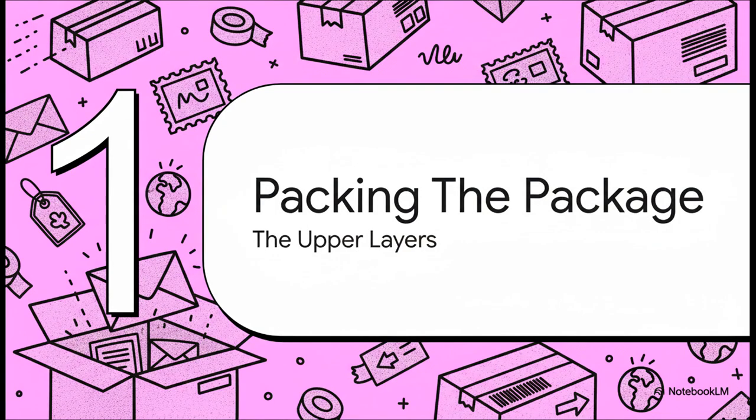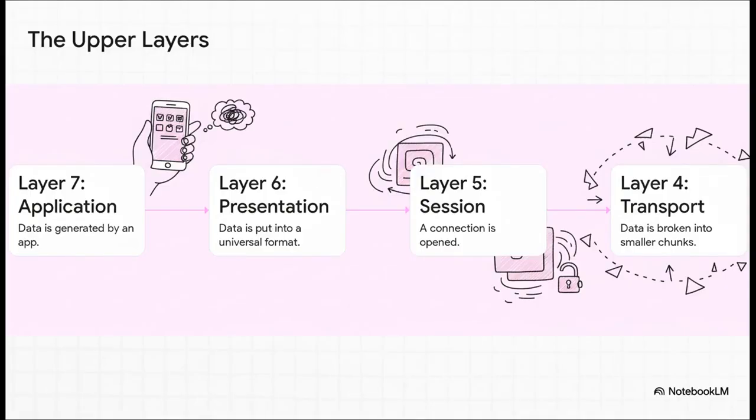So let's start at the very beginning of the journey at the top. This first group of layers is all about one thing: getting your data packed up and ready for its big trip. This is kind of like the packing and labeling department of our digital post office. Okay, so let's quickly run through these first 4 layers. At the very top, layer 7, the application layer. That's the stuff you actually interact with. It's your web browser, your email app, you name it.